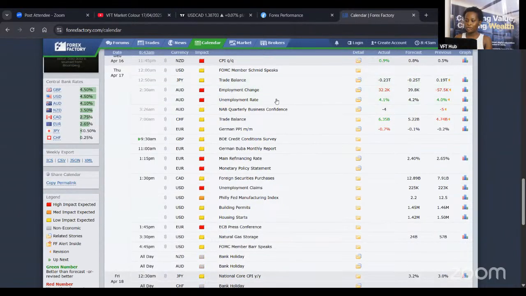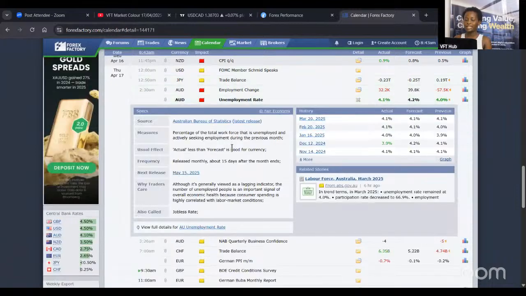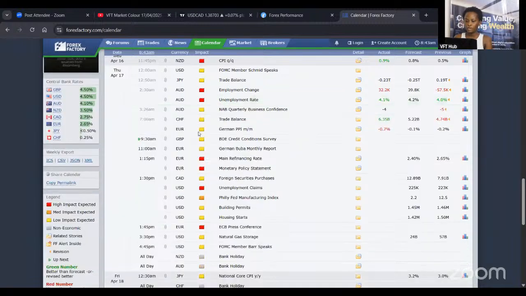Then we also had the unemployment rate. It was predicted to come out at 4.2%. It came in at 4.1%, right? But this is now the reverse. So actual less than forecast for the unemployment rate is basically saying that you're expecting a certain amount of people to be unemployed, but a lower percentage of those people are now unemployed, which is kind of fair for the economy. So that has already come out.